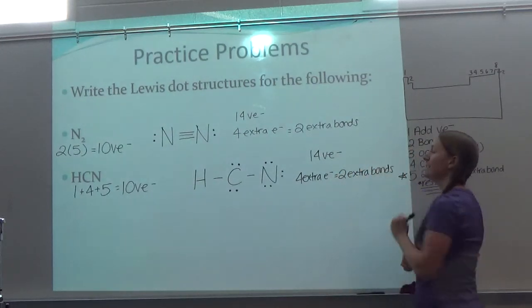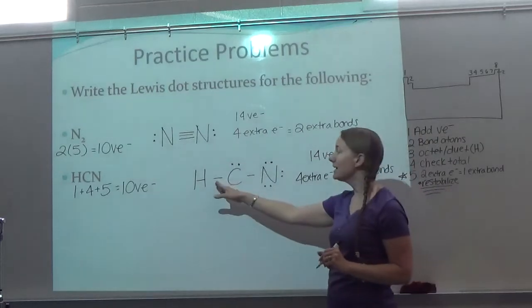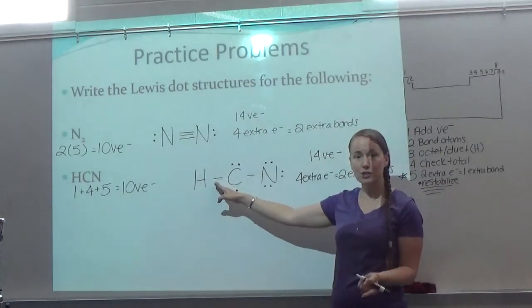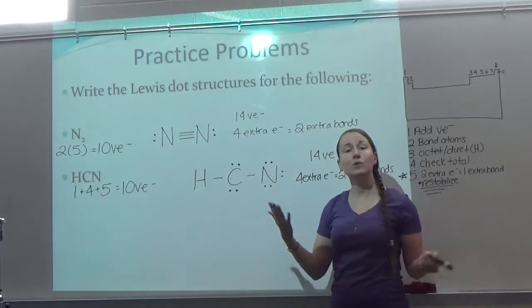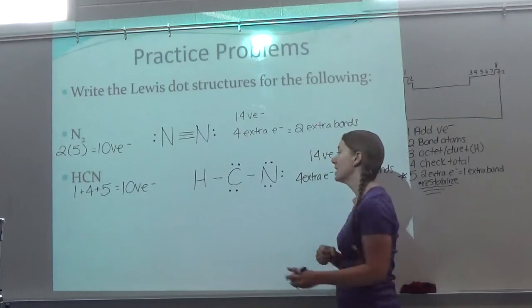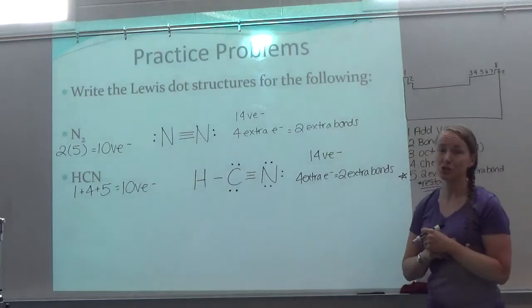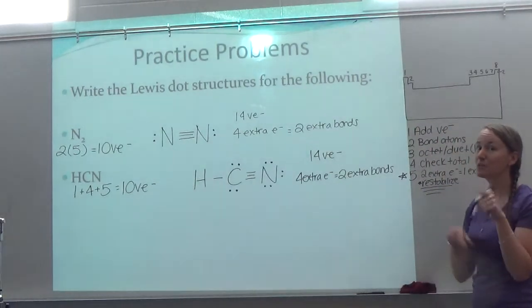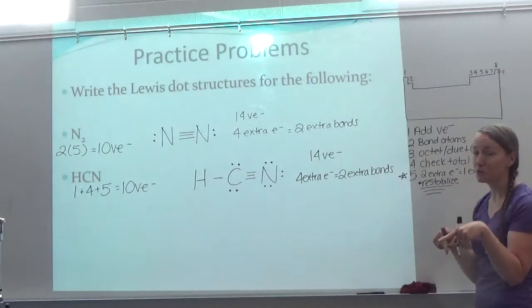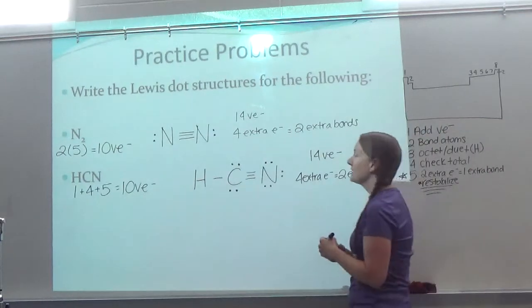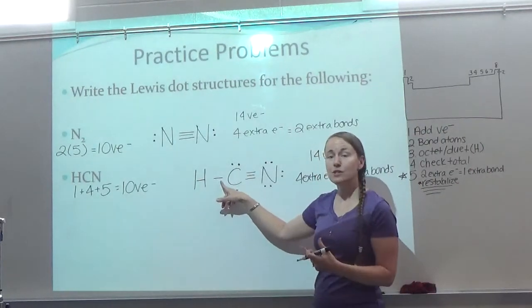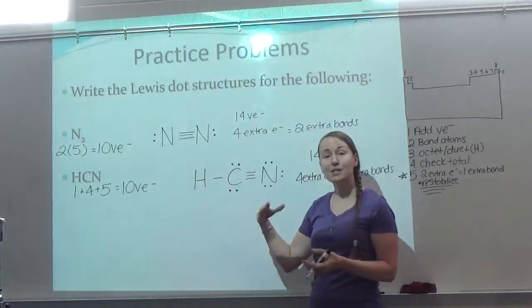So this is where my second hint comes into play. I cannot put extra bonds to hydrogen because it's already full and stable. It can only hold 2 electrons. So I have to put both bonds between carbon and nitrogen. If you accidentally put one to hydrogen, maybe pause the video and try to fix it real fast before you see the answer.